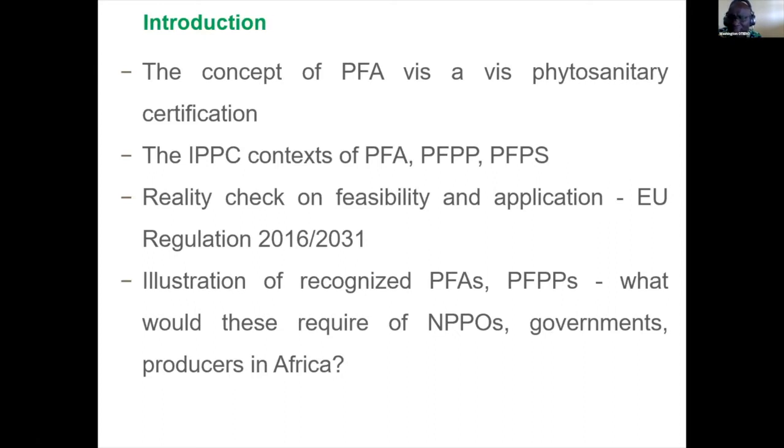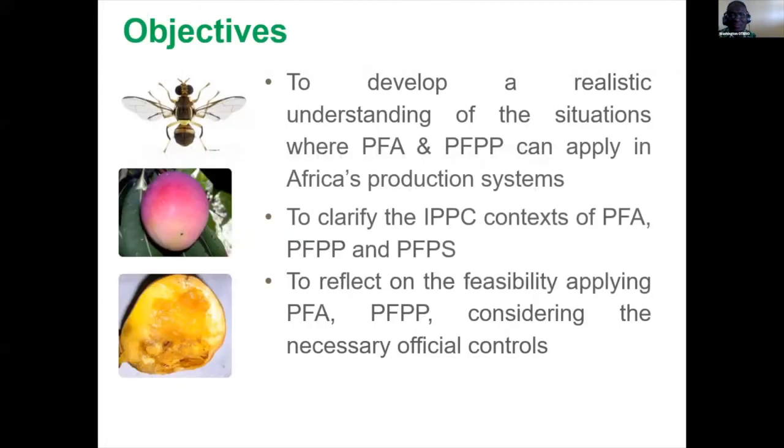I will try to illustrate pest-free areas, but with examples from the Americas that were obtaining some time back. The situation may have changed. I think the most important thing is to understand the concepts. But this illustration should provoke us into thinking, what would NPPOs, governments, and producers in Africa prepare for? What is feasible? What is not feasible? What can be done to make what is not feasible, feasible? Particularly if you want to access the EU market after the new regulations.